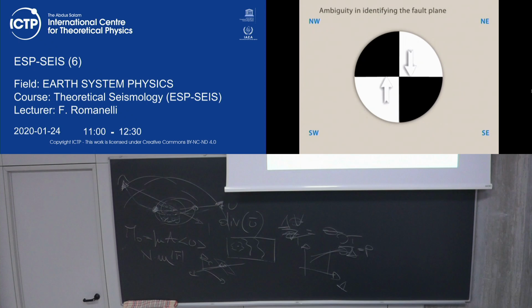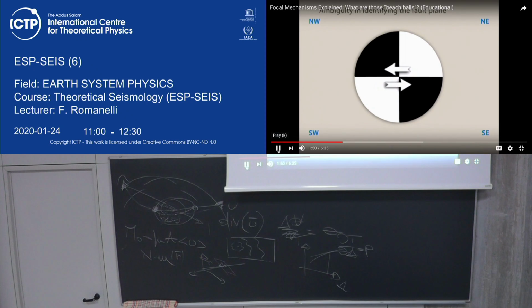Notice that this pattern of dilatations and compressions can be produced either by right lateral strike-slip faulting on a north-south fault plane, or left lateral strike-slip faulting on an east-west fault plane. That's the symmetry of the moment tensor. From that plot, you cannot say which it is. It's the same. Therefore, you must use geological knowledge of the region to decide which is the fault plane, and that's the double couple.